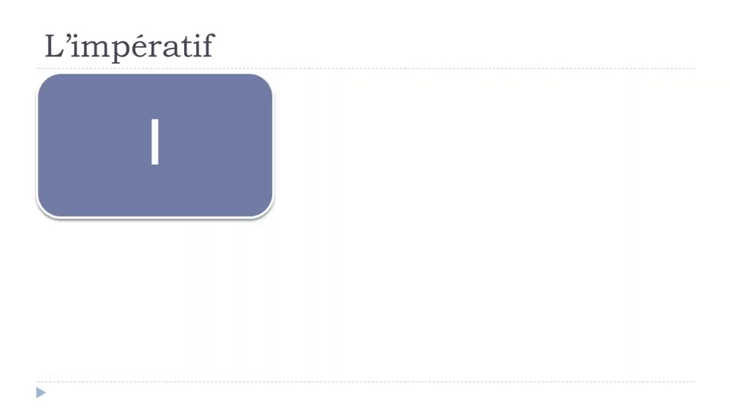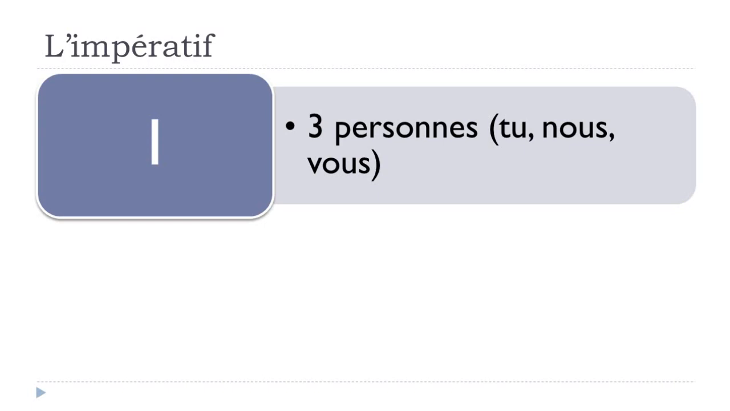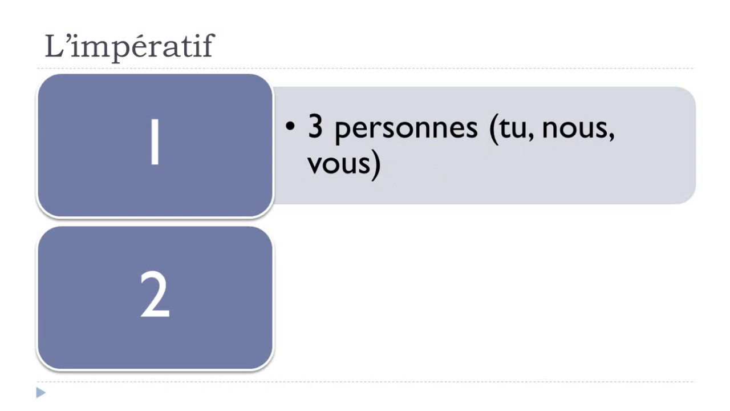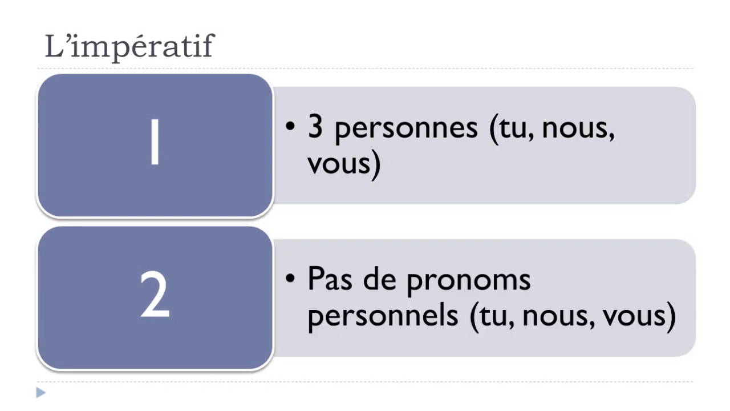Now, the first thing you've got to remember about this imperative form is that we've got only three persons: tu, nous, and vous. So the imperative doesn't exist for je, il, or ils. The second thing you should remember is that you won't use these pronoms personnels. So far, in all the tenses we saw, you use tu, nous, and vous, but the concept with the imperative is that you won't use them. So these are the two main things: only three persons, and you don't use the pronom personnel.